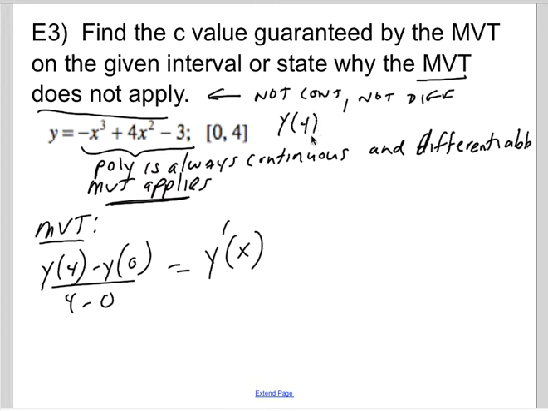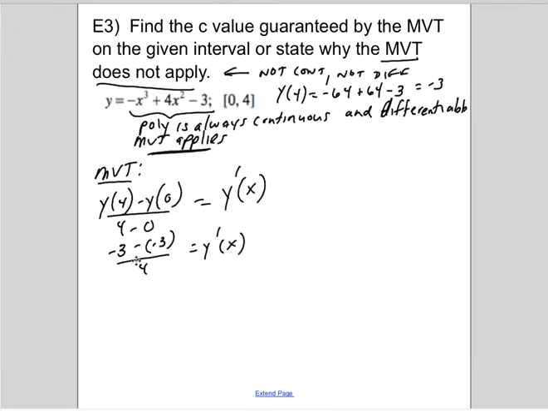So y of 4 is going to be -64 plus 64. Oh, hey, that was nice. Minus 3. That works out really well, actually. I just get another -3. So I get -3 minus -3 over 4 equals y prime of x. So I'm going to get 0 equals my derivative.